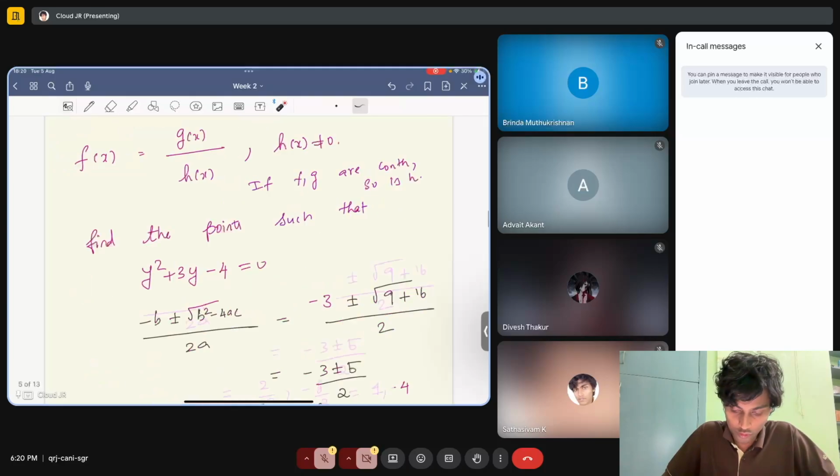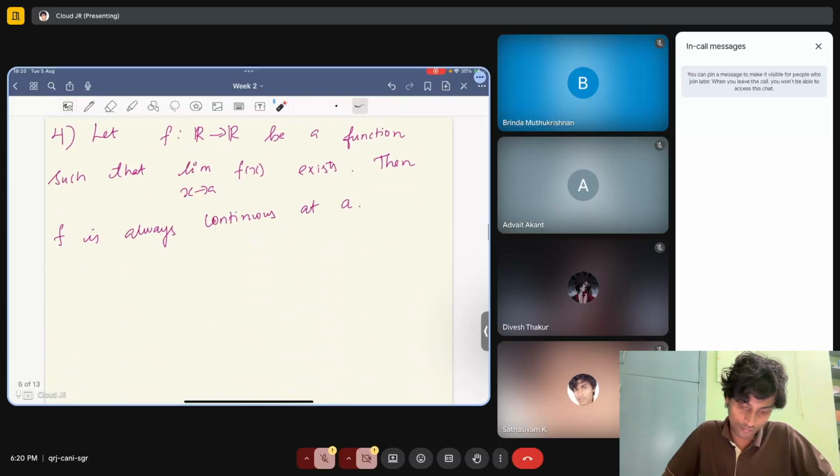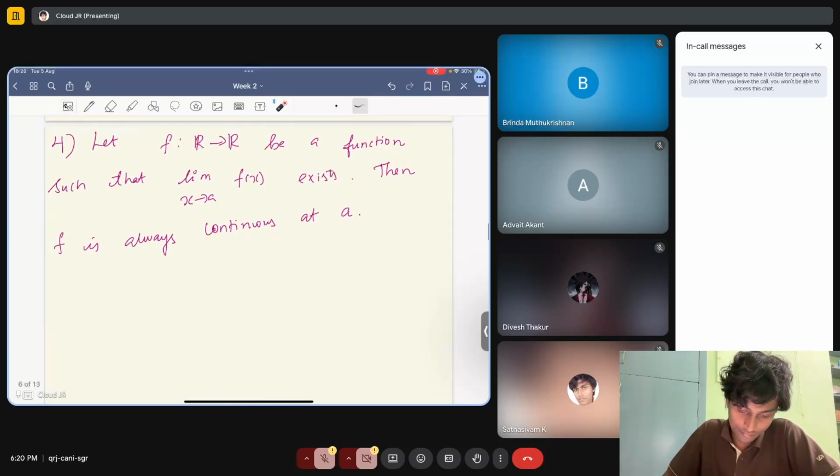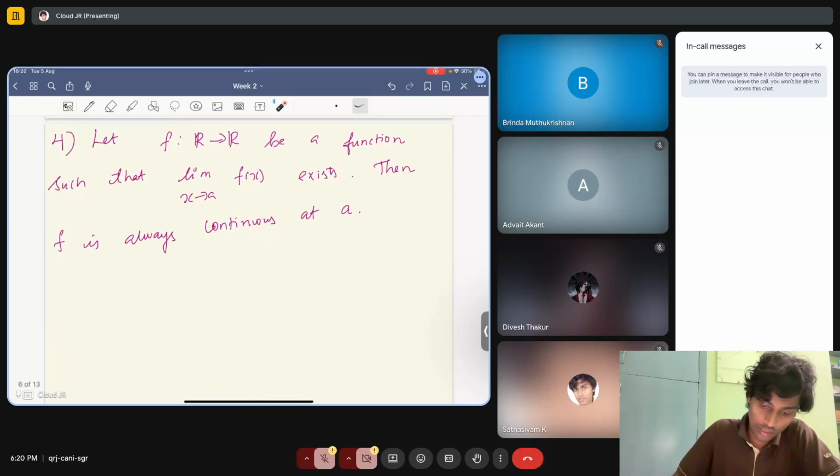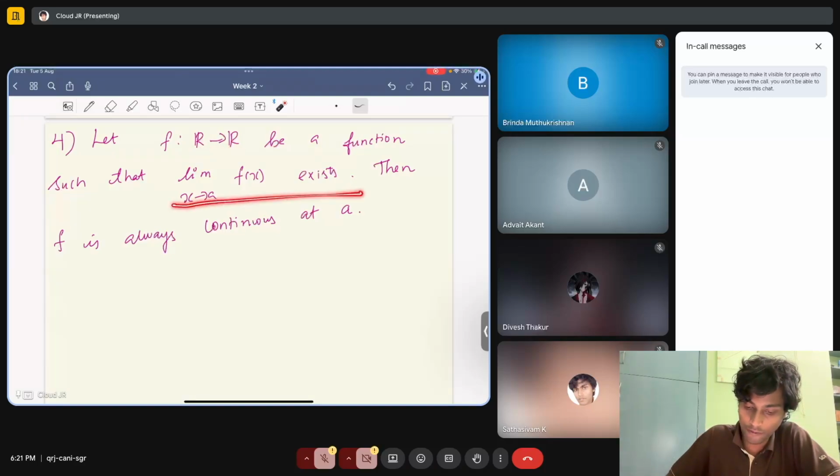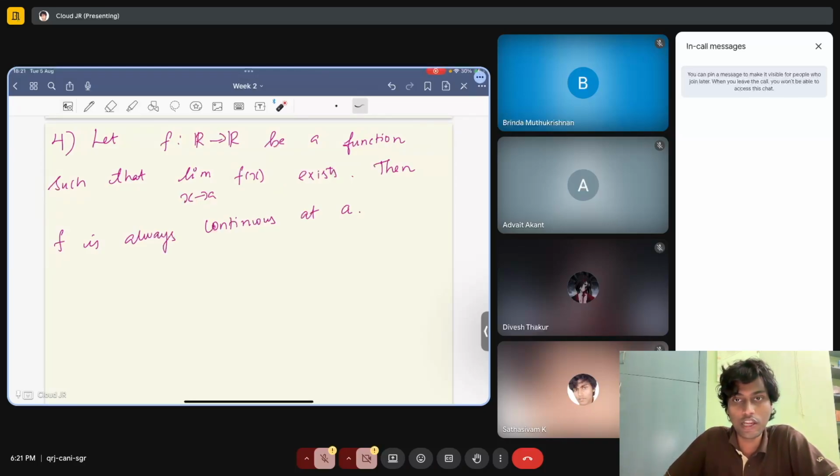Okay, so let's move on to the next question. You have a function f, a real function from R to R, such that the limit of f as x tends to a exists. Basically, the limit exists. Now the question is, does that mean the function is continuous?